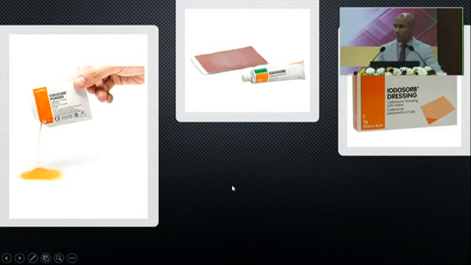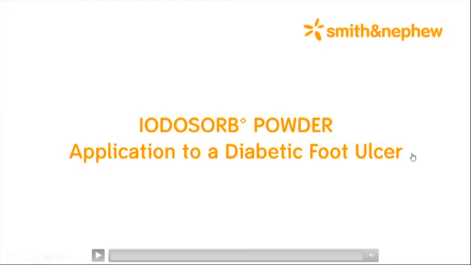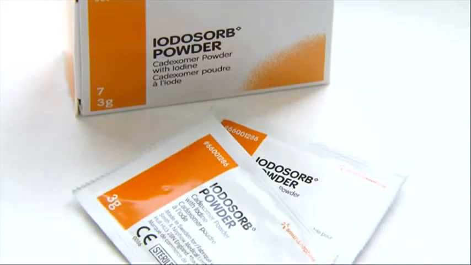So there are several preparations. One is a powder, which is convenient because you can use it for most types of wounds. But you also have gel or tube form or cream form, as well as dressings like a mesh dressing that you can place. So, I've taken this off the website of the manufacturer. If you have a patient who requires Cadexomer iodine, that's the powder form that is most frequently available.